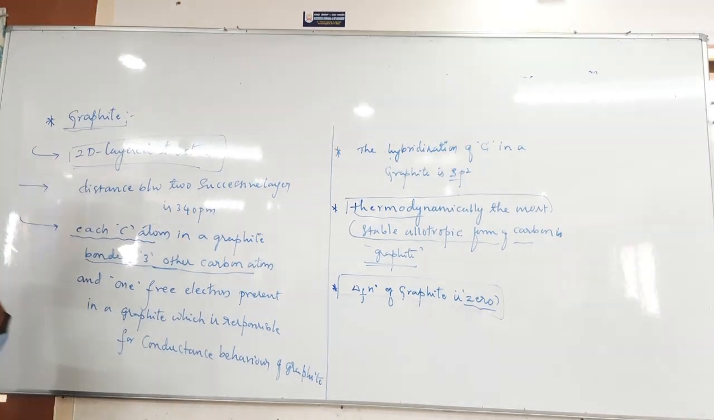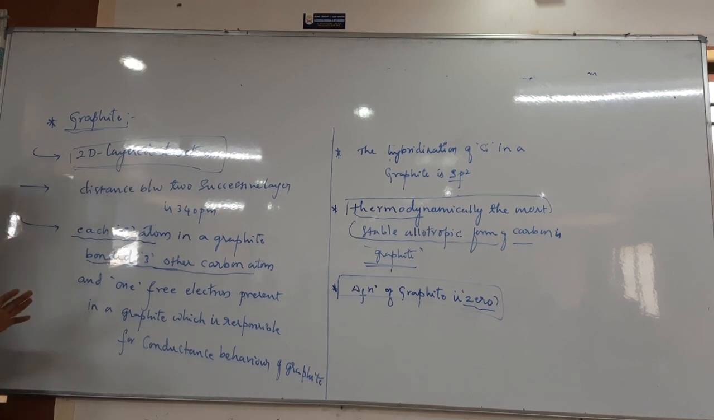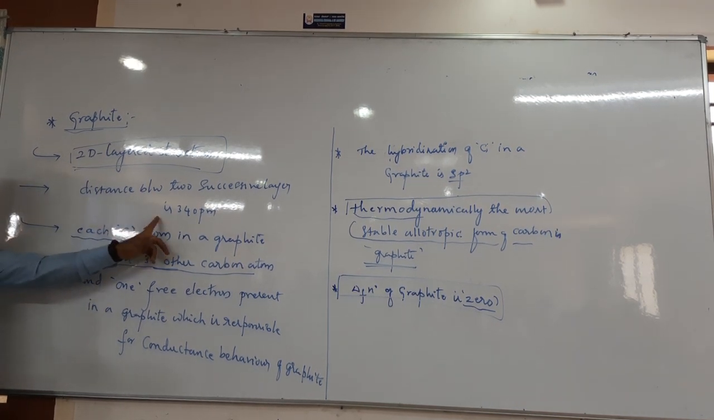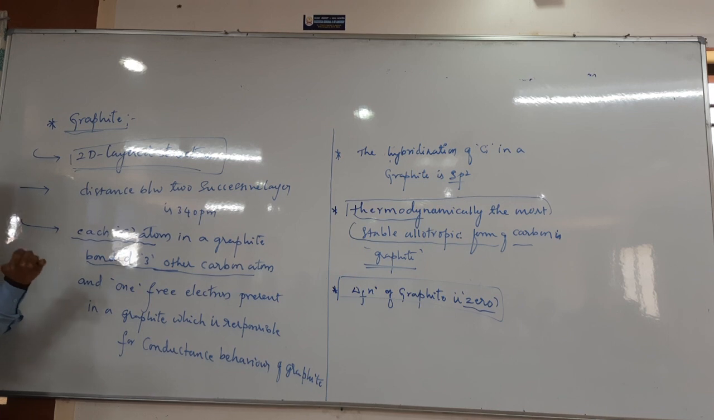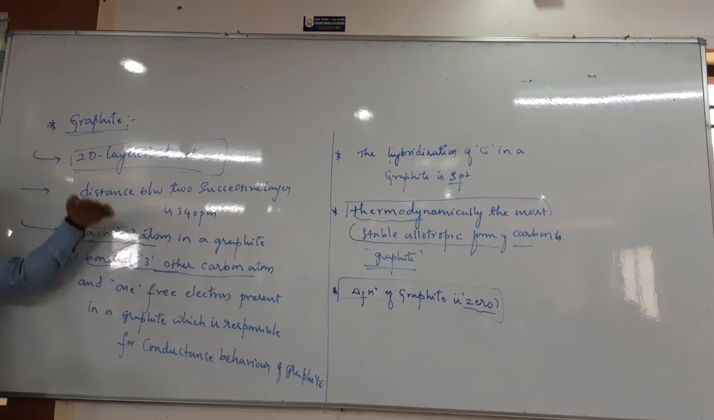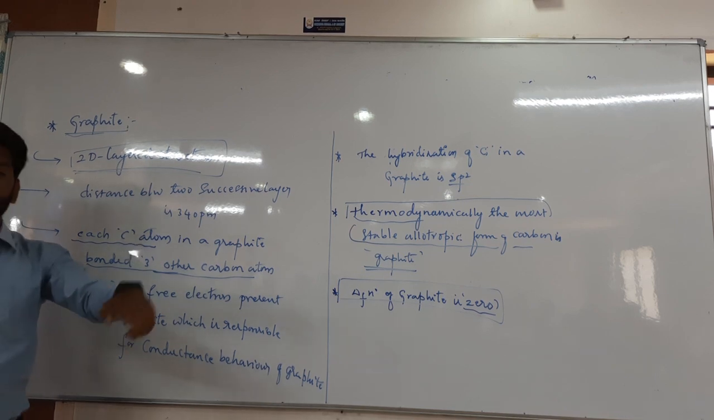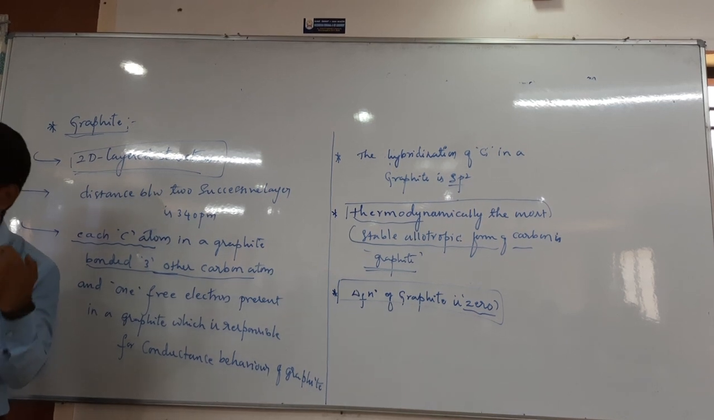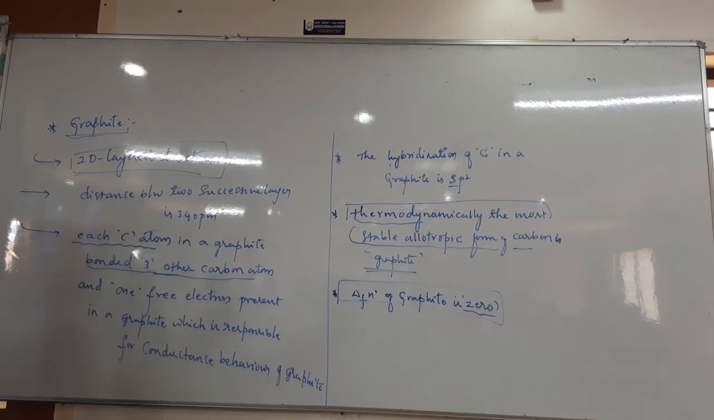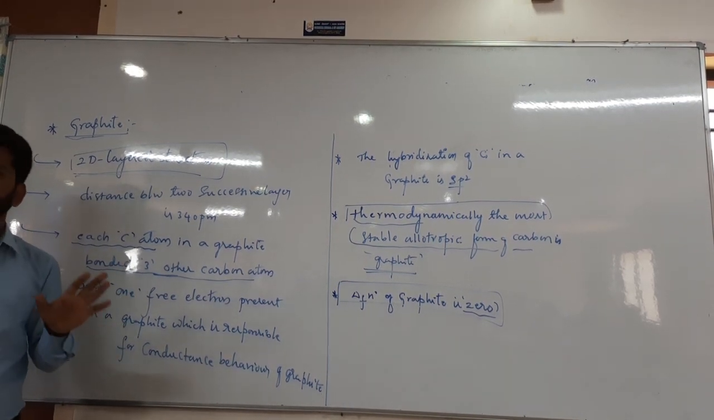Because, as I already told, it has a two-dimensional layer structure. The distance between two successive layers is 340 picometer. Between the layers there is a bond, that is weak van der Waals force of attraction. Since each layer is associated with weak van der Waals force of attraction, graphite has a slippery nature. That's why graphite can be used as a lubricant. So this is all about graphite, guys.